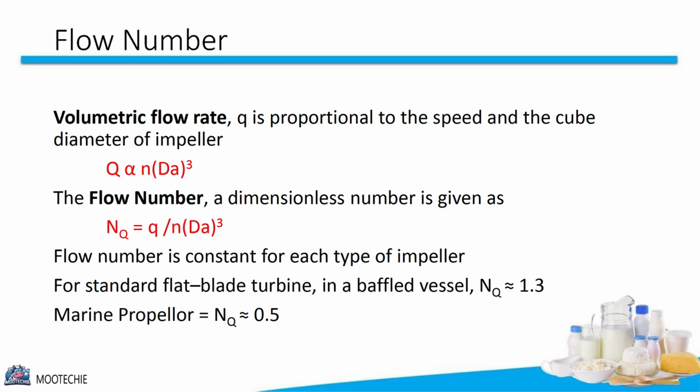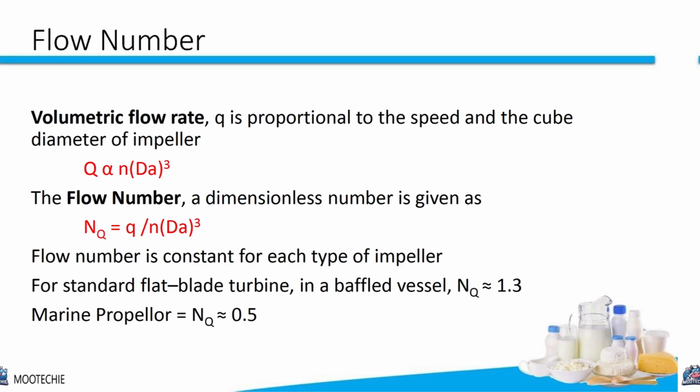Another important concept is the flow number. The flow rate, Q, from an impeller is proportional to its speed, n, and the cube of its diameter, dA cubed. The flow number, nq, is defined as the flow rate, Q, divided by n times dA cubed. This number is constant for each impeller type. For a standard flat blade turbine in a baffled tank, nq is about 1.3. For a marine propeller, nq is about 0.5.